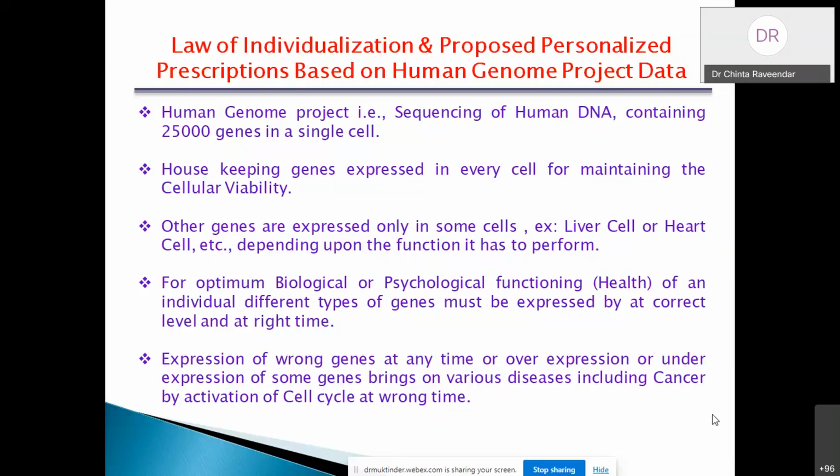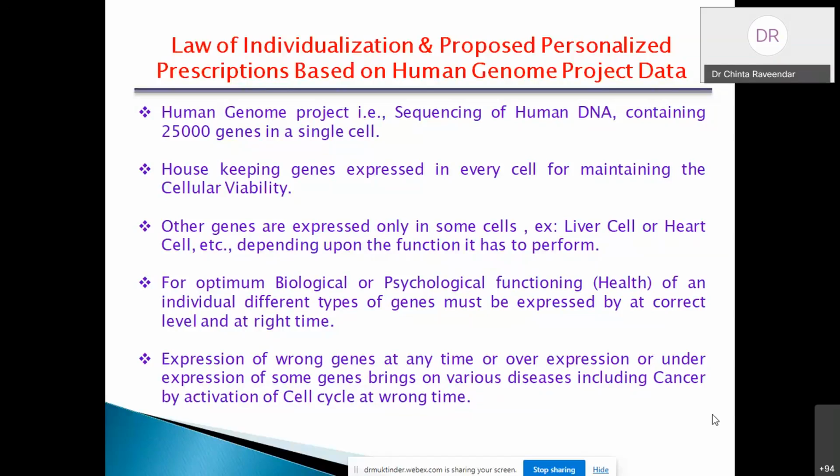The Human Genome Project is nothing but the sequencing of human DNA containing 25,000 genes in a single cell. This has already been mapped out through the contribution of various countries and centers over a period of a few years. A little bit to state: every cell has a housekeeping gene. They are expressed in every cell for maintaining cellular viability, that is life and death of the cell. There are other genes which are expressed only in some cells, like liver cells, heart cells, etc., depending upon the function they have to perform.